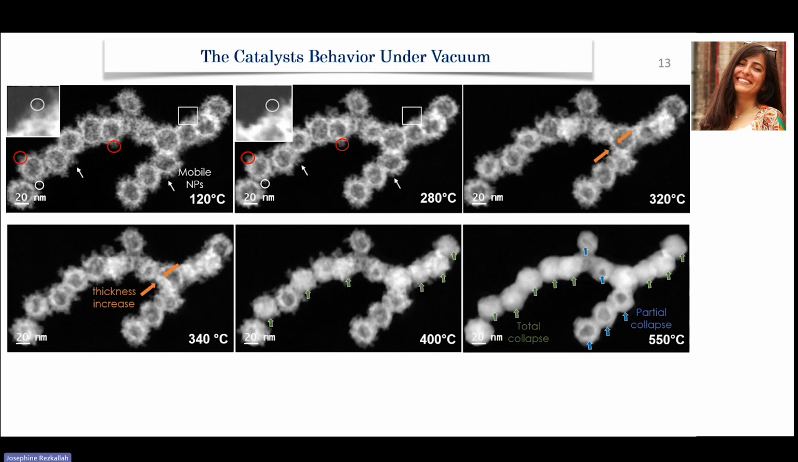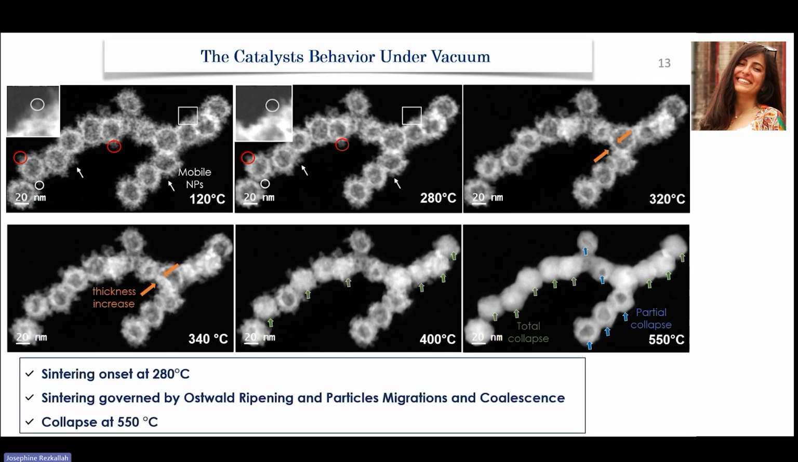So here we observe two major phenomena related to this thermal evolution. The first one is the growth of nanoparticles forming the shell, known by the particle migration and coalescence mechanism. And the second one is the Ostwald ripening mechanism, which is the growth of large nanoparticles at the expense of smaller ones. The second event is the collapse of the hollow structure, led by the crystal slip.